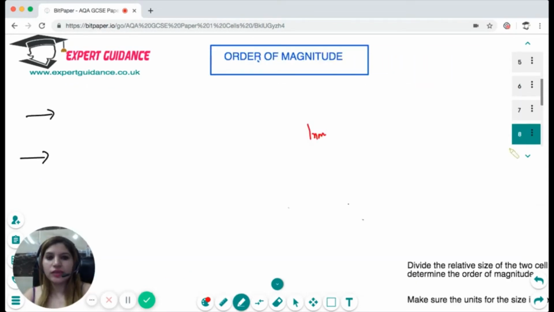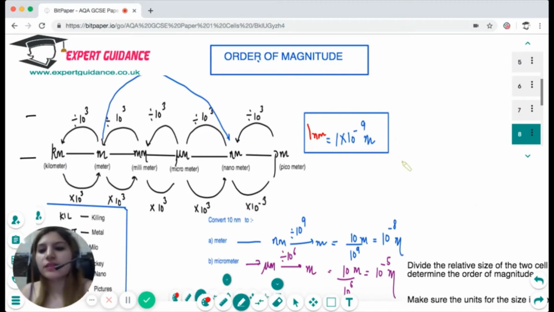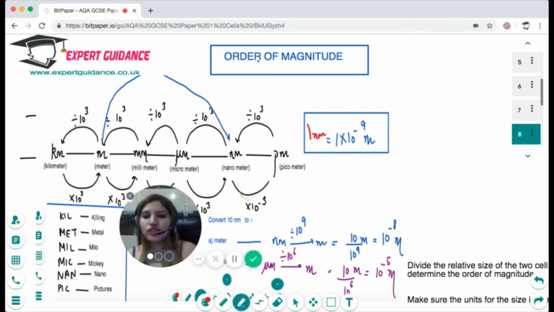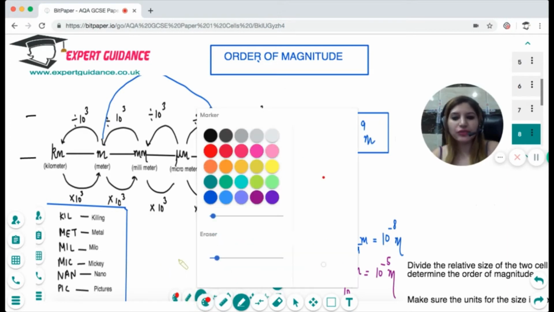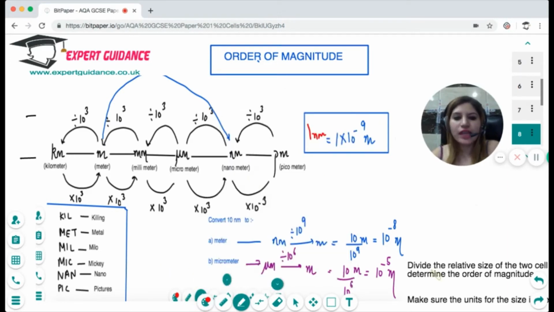Okay, so next, in your syllabus, there's a topic on order of magnitude. Now, what is order of magnitude? They'll give you the size of two cells, and then they'll ask you what is the order of magnitude of the two cells. So what you need to do is divide the size of the two cells, okay? And that will give you the order of magnitude.